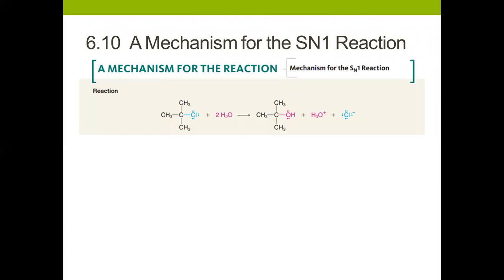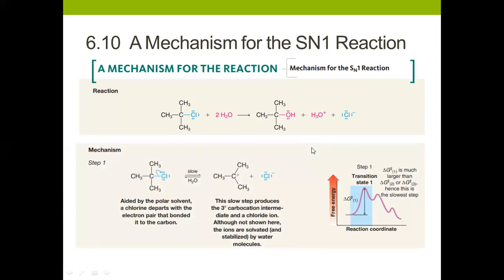So again, for the mechanism of the SN1 reaction, in the example shown earlier, we have tert-butyl chloride reacting with water to produce our tert-butyl alcohol, and of course hydrogen chloride, a strong acid, which will always dissociate into hydrogen ion and chloride ion.